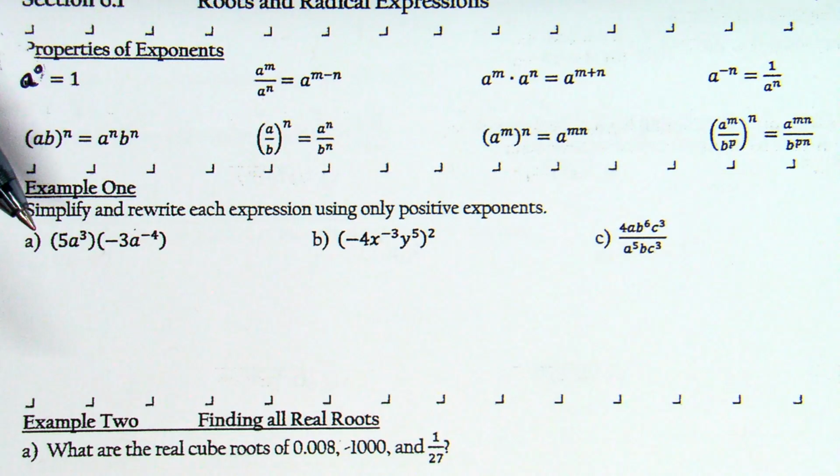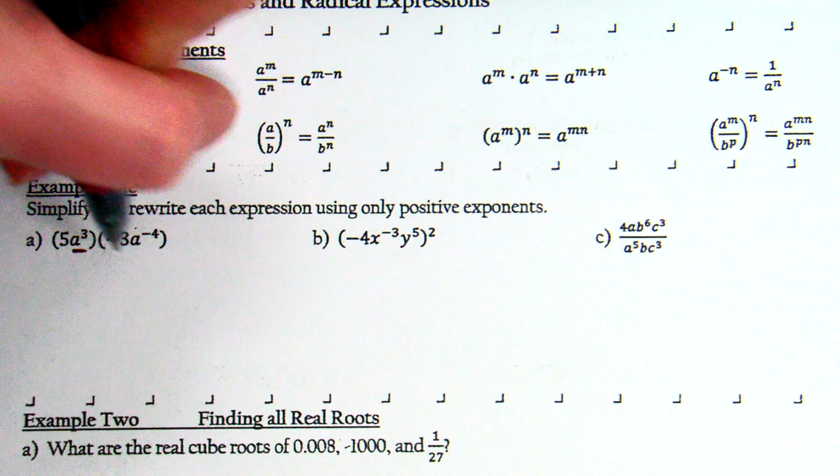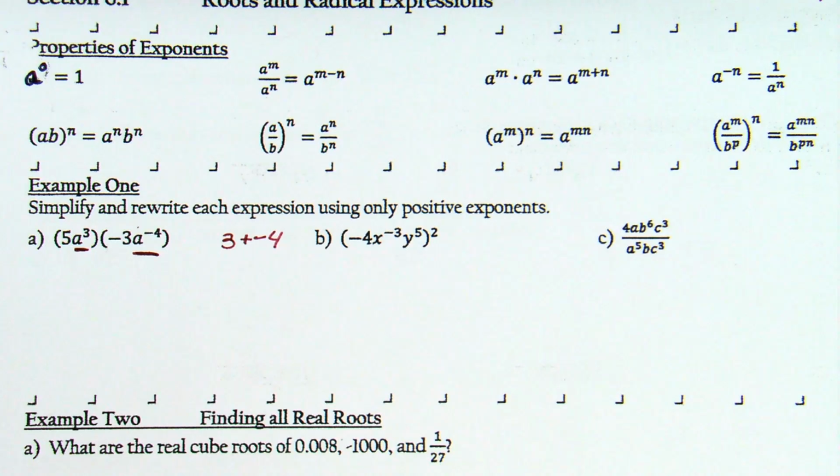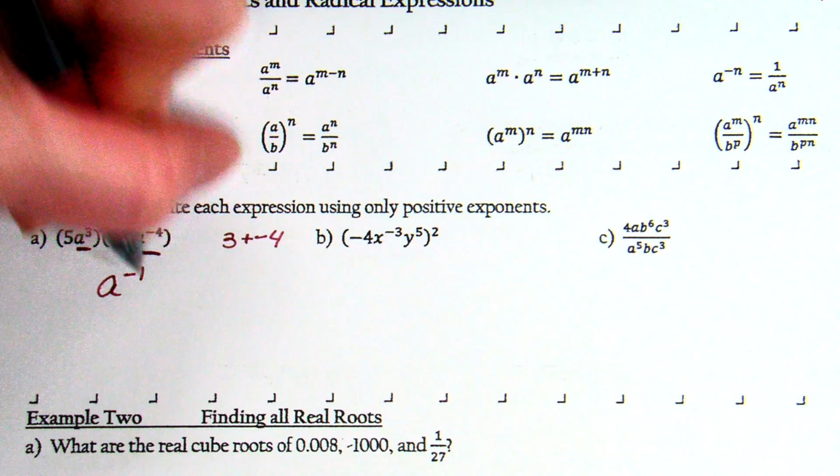Okay, if we look at the a parts, it's a to the third times a to the negative fourth, right? And so what happens when you're multiplying and the bases are the same? You keep the base the same and add the exponents. So at that point, what is 3 plus negative 4? Negative 1. So my a part is going to be a to the negative 1.